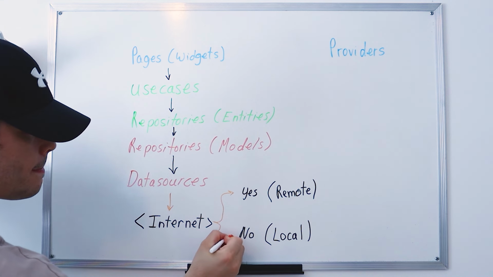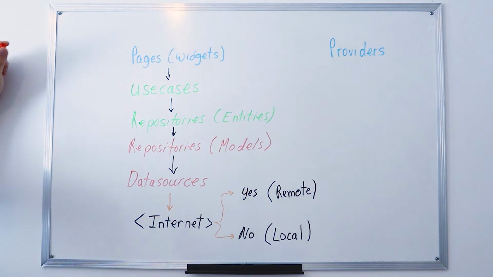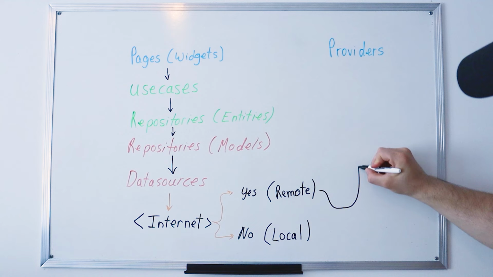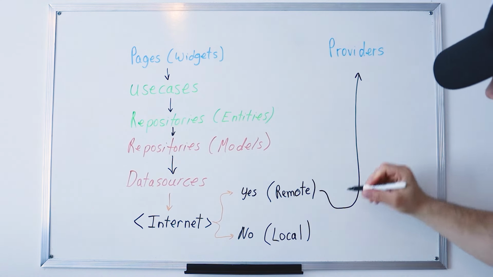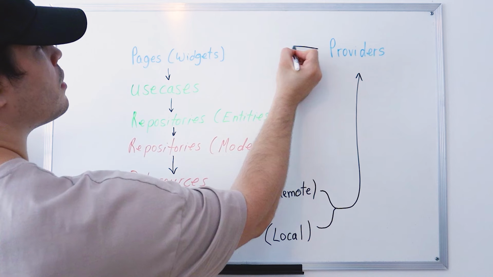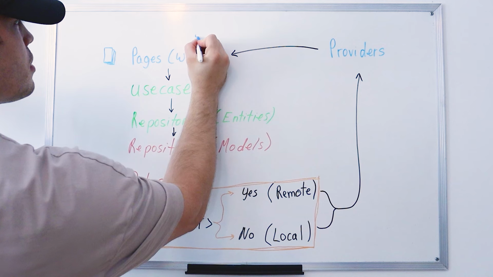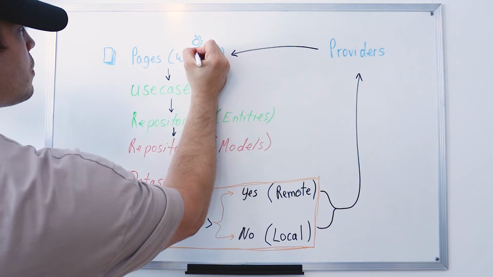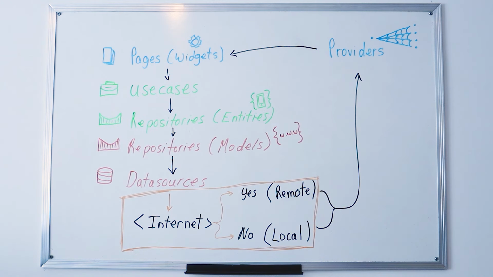But if we have no internet connection, then it will get the data from the local database inside the phone. And once we have the data coming from the data source, this will update with the provider, change the values, and refresh the pages inside our app, refresh all the widgets, and so the user will see the new data coming from the logic of the clean architecture.